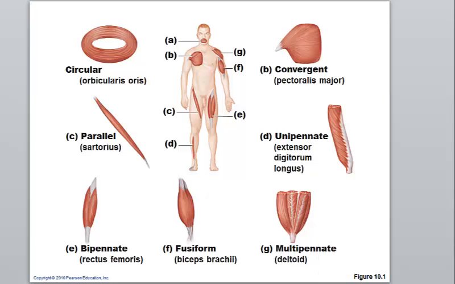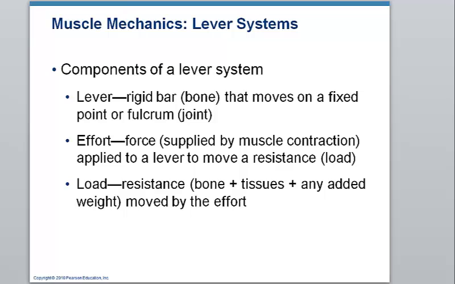Next we're going to talk about a little bit of muscle mechanics and lever systems. Before we go further into all the different types of lever systems we have, we need to know the components. The lever, the bar itself, and in our body it's going to be a bone. And then you have a fixed point, which is the fulcrum, or the joint in our body. The effort is put by the muscle. The load is whatever we're going to move. That'll be in our body the bone, tissue, whatever weight we're carrying, all those things.